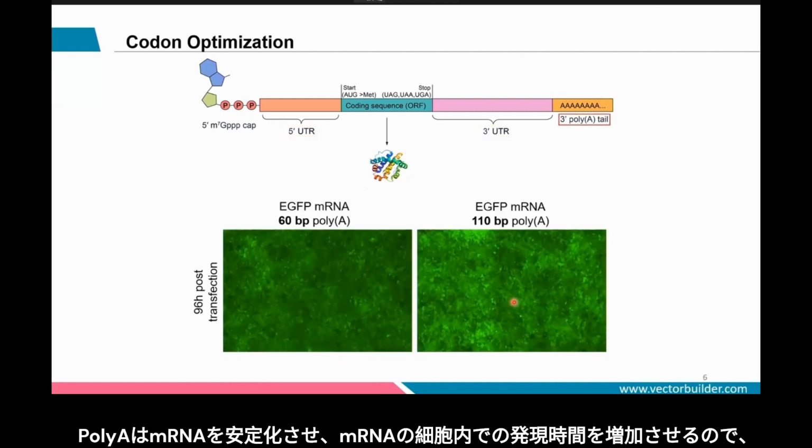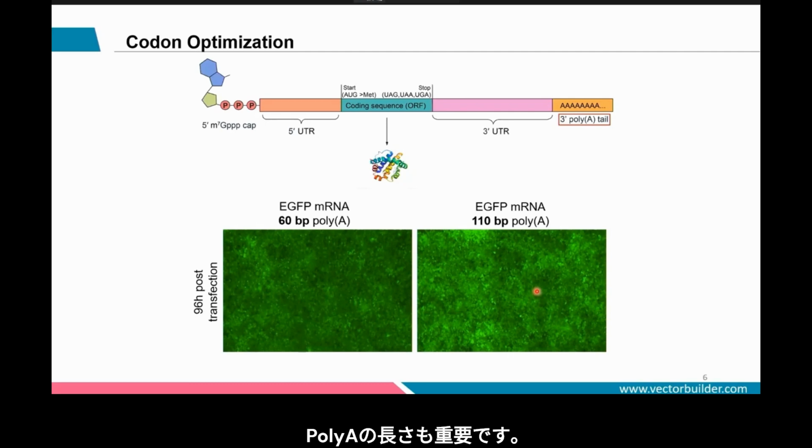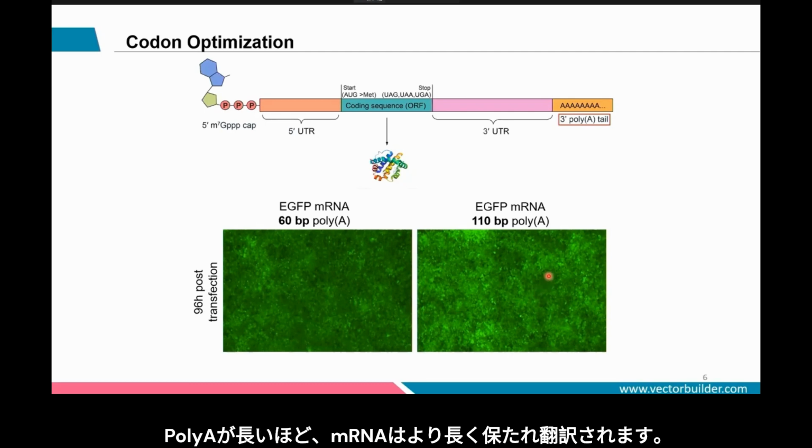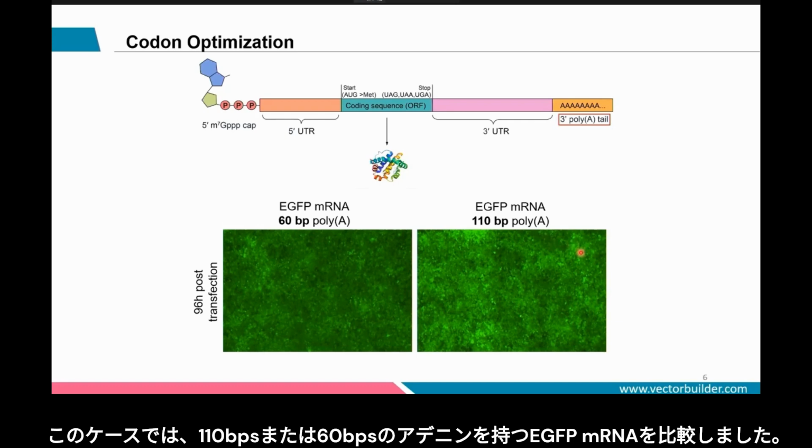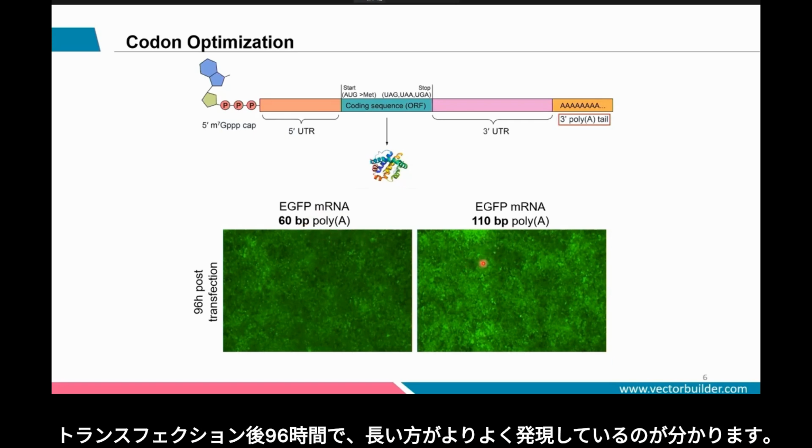We also know that the length of the poly A tail is critical because it basically stabilizes RNA and increases the expression time of the mRNA in the cell. So the longer the poly A tail, the longer the mRNA can stay to be translated. In this case, we compared EGFP mRNA with 110 or 60 adenines. And you can see the longer one expressed much better at 96 hours post-transfection.